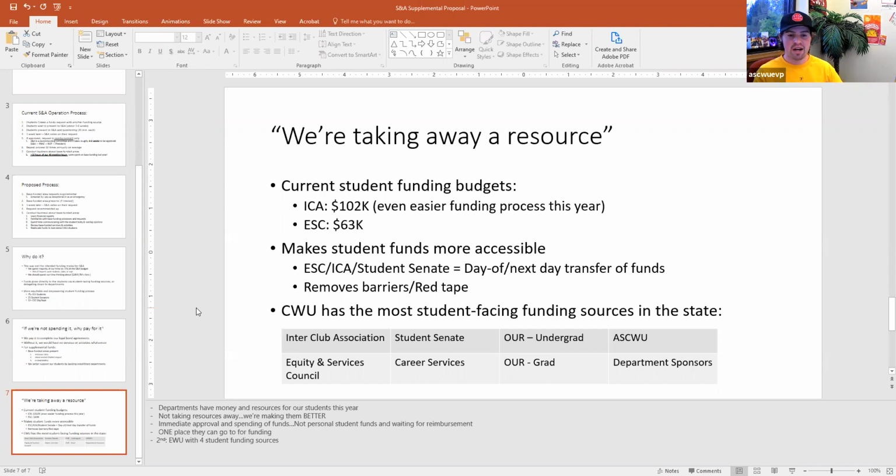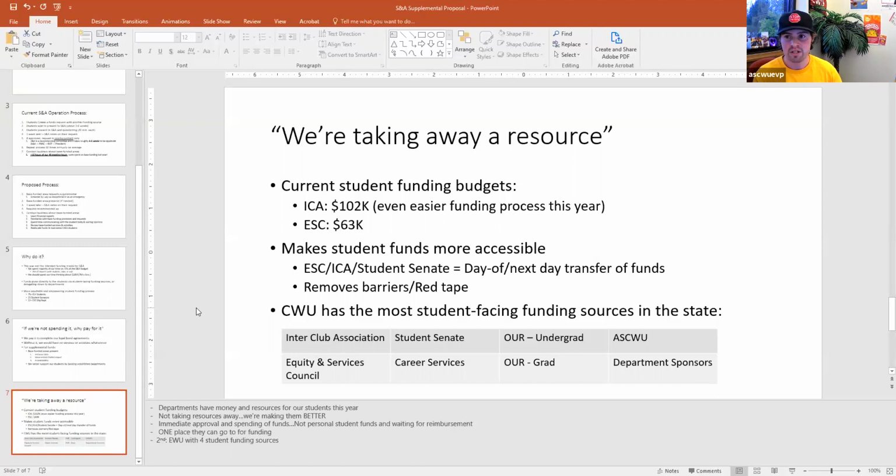So what we see right now is that our current student funding budgets are that our Interclub Association has 102,000 and our ESC has 63,000. So our students do have money, but it's still not necessarily enough, and that's why they come to S&A. What I'm saying is that instead of them coming to S&A, we take supplementals and we support these groups. And by doing so, we make student funds much more accessible to our students.